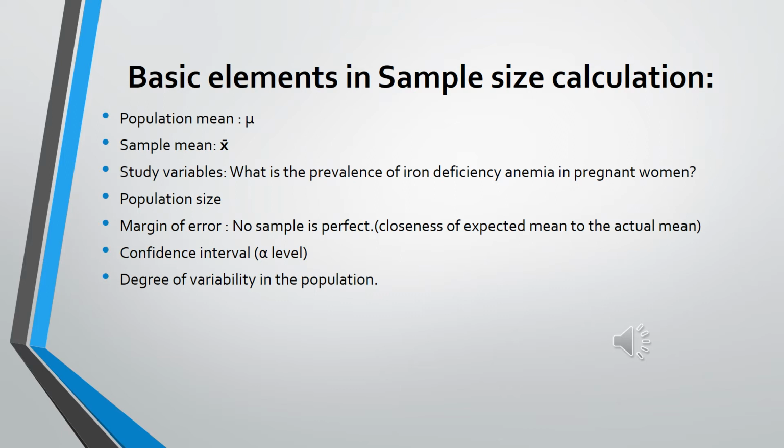Now, next we have the confidence interval. It means what level of confidence is needed in our estimate. A confidence interval expresses a range of values within which we are pretty sure our population parameter lies. Next, we have the degree of variability in the population. It reflects the degree of spread in the data set, and the variance and the standard deviation are the measures of the variation in the data set. We will discuss all this in our next slide.